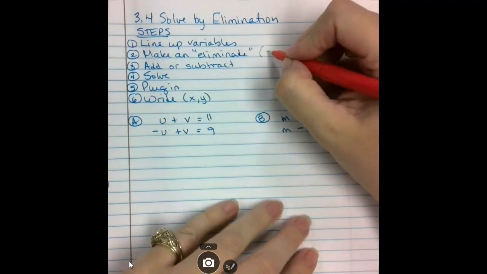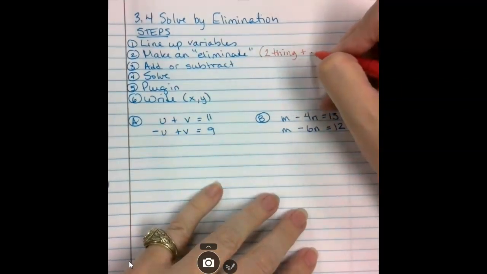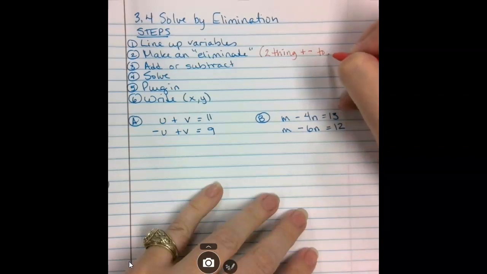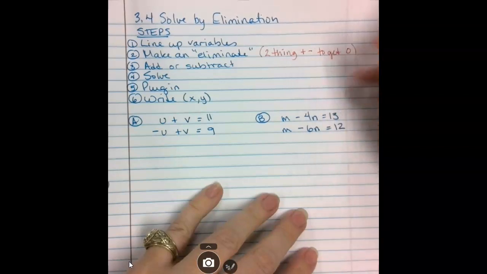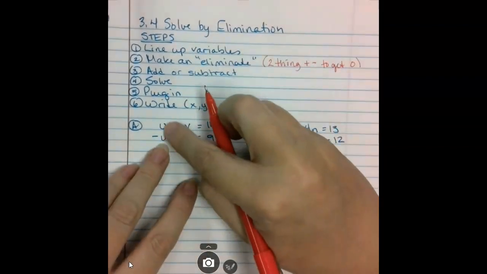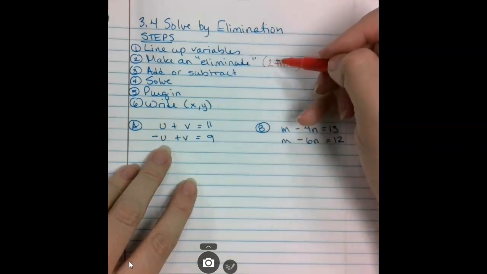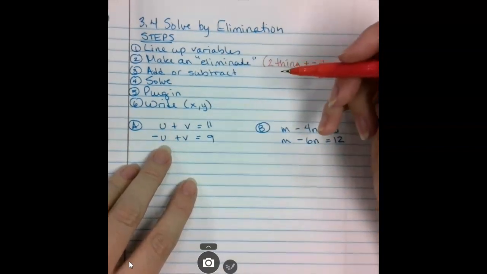So we can make a little note here. Two things add or subtract to get 0. That's what we mean. And then we're going to add or subtract. So here, if I add these two things together, u minus u, that's going to make a 0. That's what it means to make and eliminate. I'll show you how to do that if it doesn't work out.